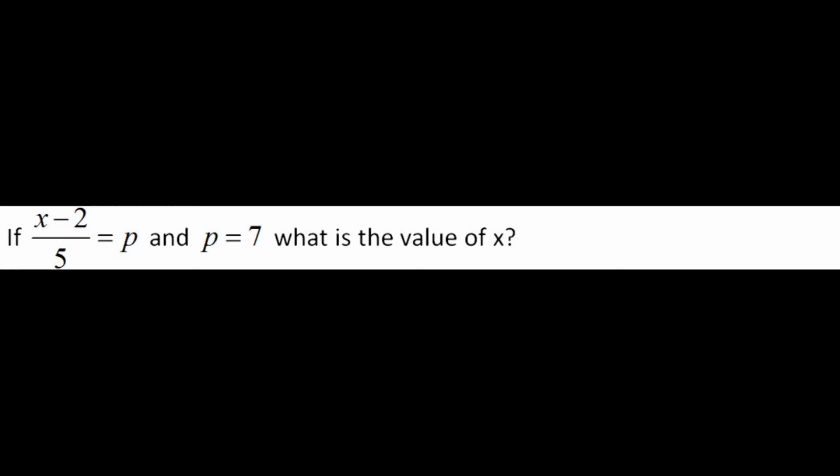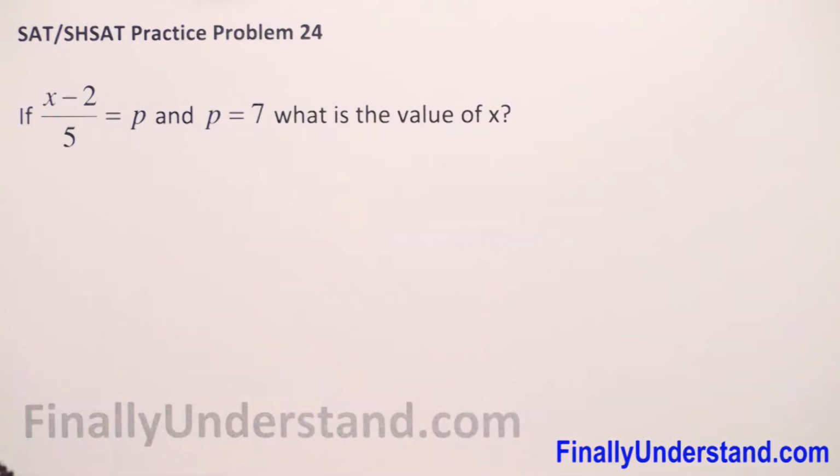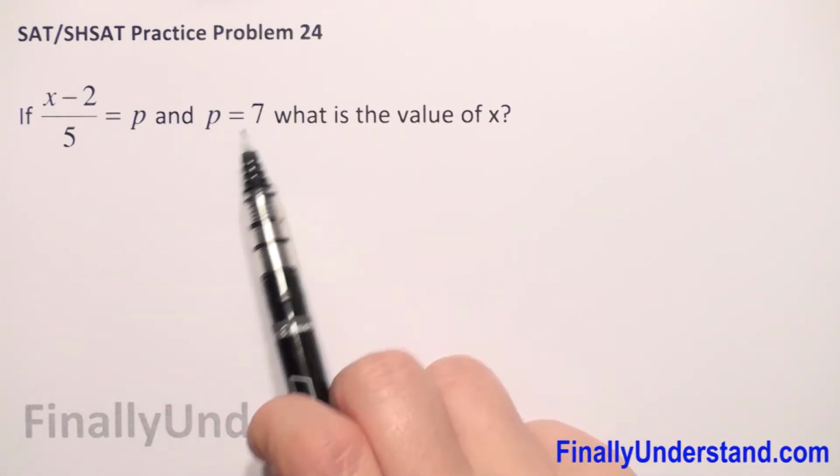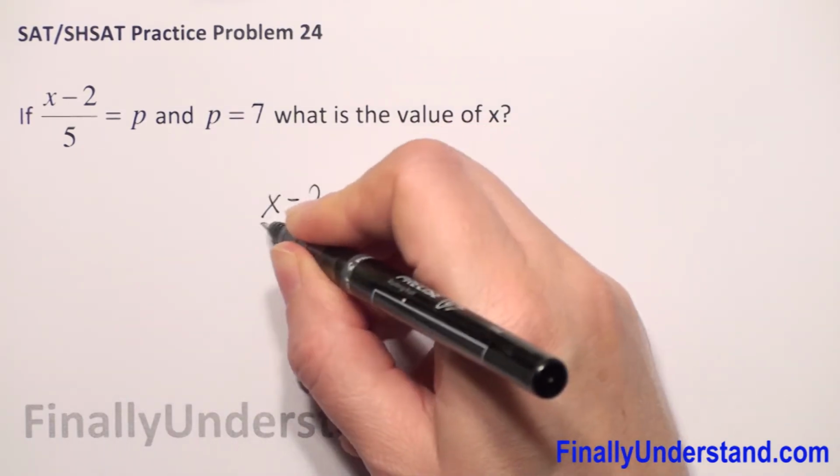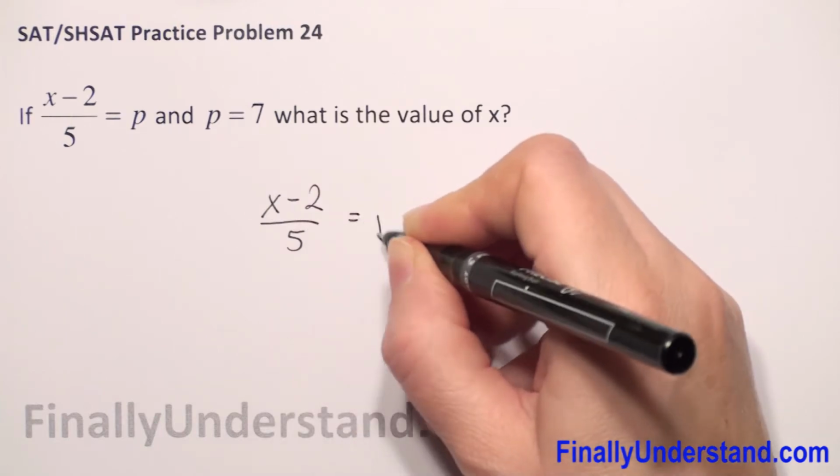If (x minus 2) over 5 equals p, and p is equal to 7, what is the value of x? We have given that p is 7, so we can copy our equation. We have (x minus 2) over 5 is equal to p.